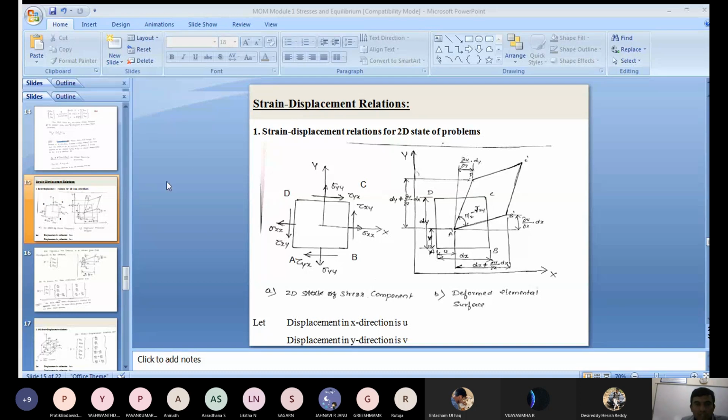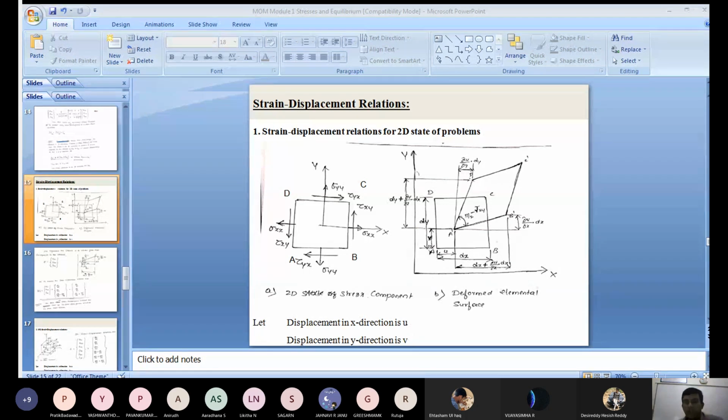When the square element is subjected to a general stress system, what happens? The body will deform. The square element will deform. In what shape is it deformed? What shape does it take here? See in figure B, A dash, B dash, C dash, D dash. Now what shape is it? Just unmute yourself and tell me. A dash, B dash, C dash, D dash. Parallelogram. Yes, parallelogram, or you can take rhombus, right?